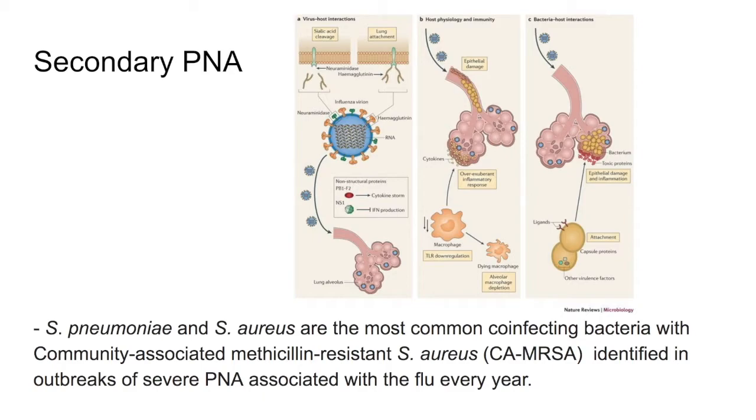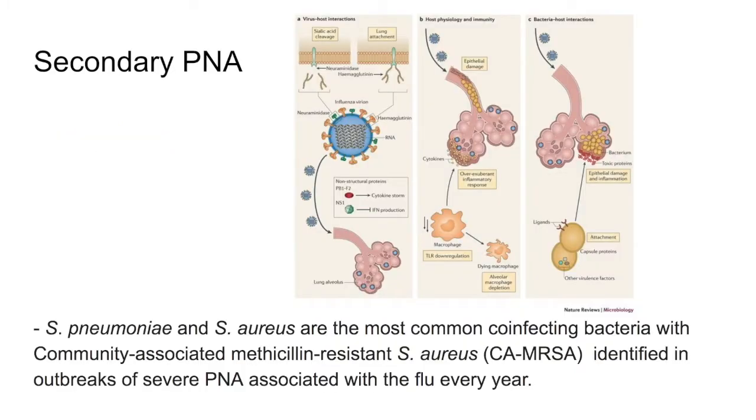And the most commonly seen bacteria are, of course, Strep pneumoniae and then Staph aureus. And then every year we do see cases of community-associated methicillin-resistant S. aureus as well, which are more complicated in terms of antibiotic coverage.